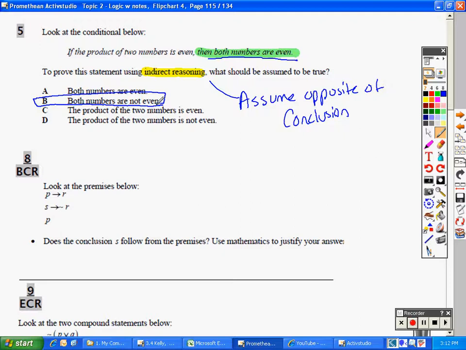All right, number 8. I told you to skip number 6 and 7. Vertical angles are fantastic. They're not on your test tomorrow, so don't worry about them. So that's why we're moving on to number 8.